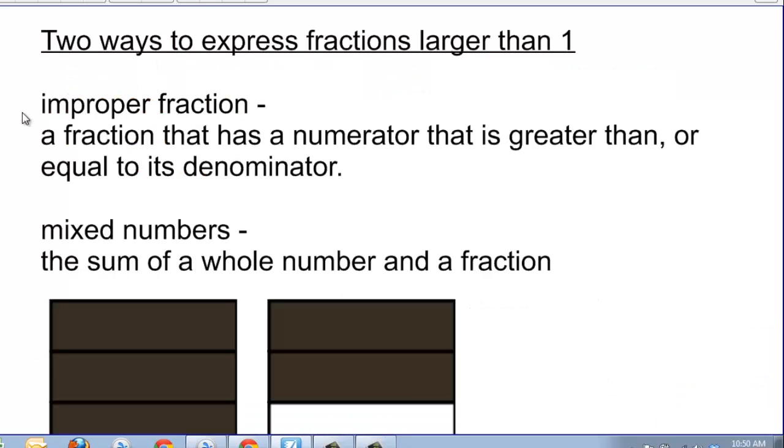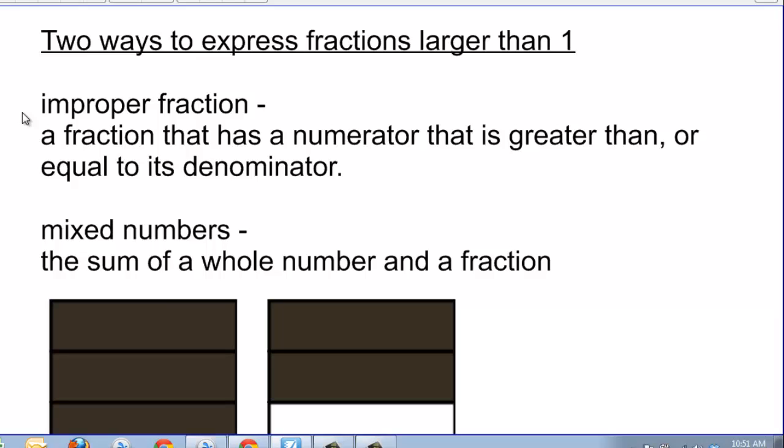There are two ways that we can write fractions that are for numbers larger than 1. One way is to write that as an improper fraction, which is a fraction that has a numerator that is greater than or equal to its denominator. So the top number is bigger than the bottom number. Or we can write it as a mixed number. The technical definition of mixed number is the sum of a whole number and a fraction.